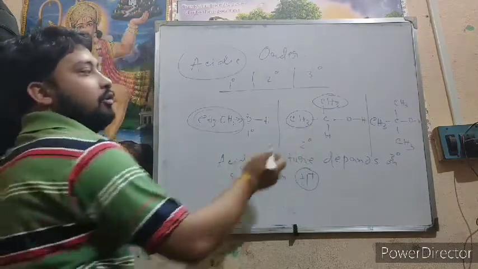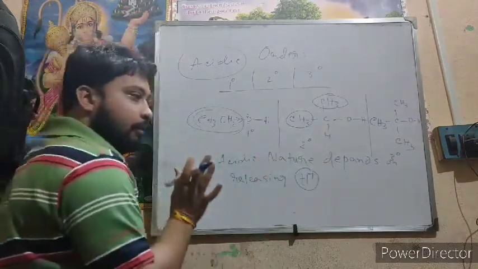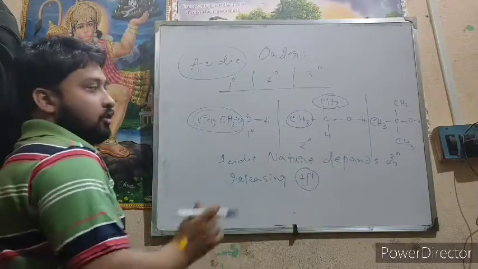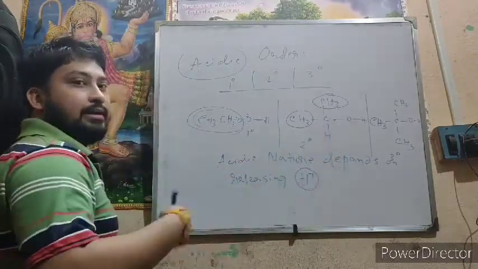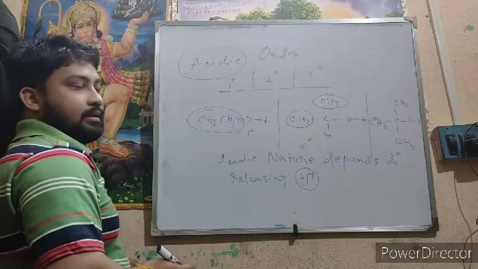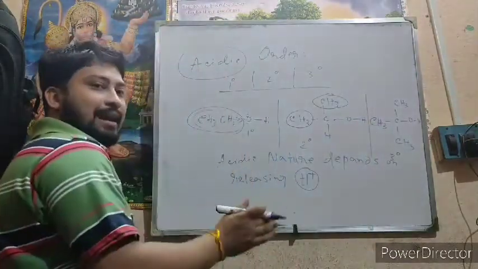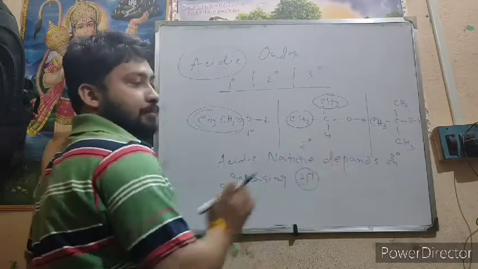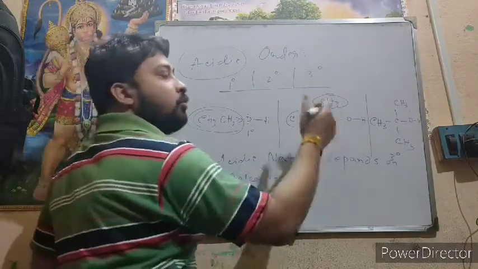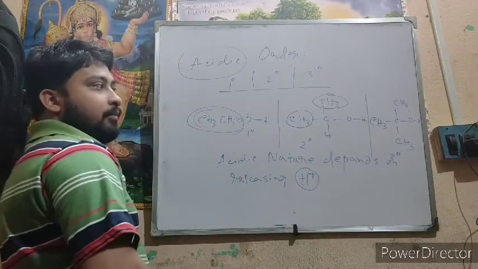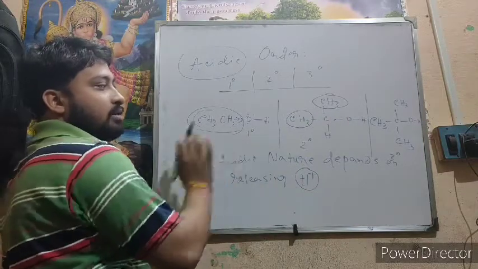On 2 degree alcohol, 2 bulky groups are here, so the process of pushing electron towards the oxygen is increasing. So the tendency to release hydrogen compared to 1 degree is less. It does not want to release hydrogen easily as compared to this 1 degree.